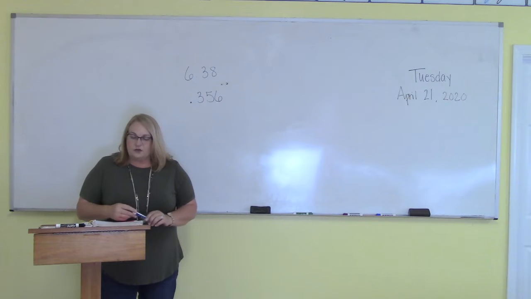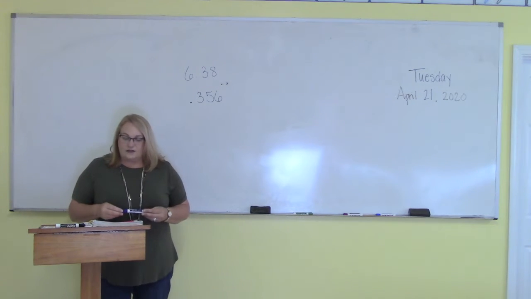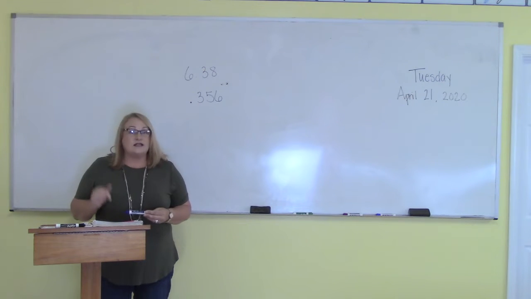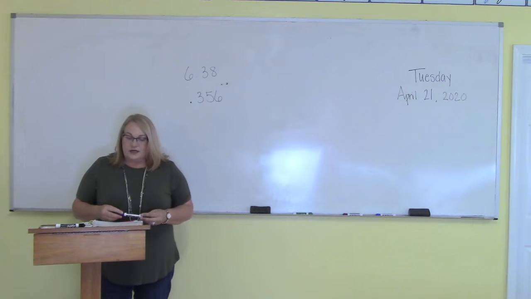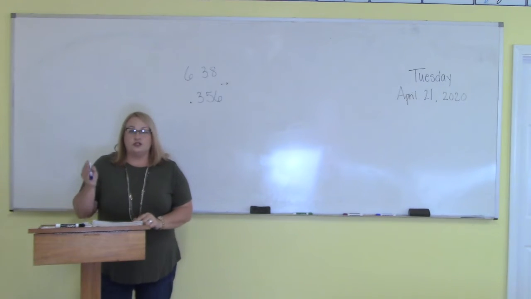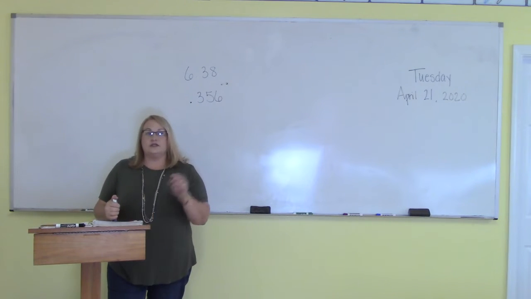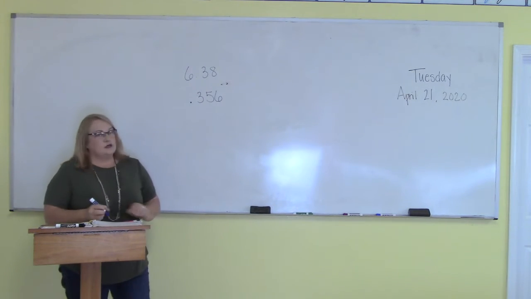Okay, let's read the rule for rounding off decimals. To round off a decimal, if the last digit of the decimal is less than 5, you're going to drop that number. If the last digit is 5 or more, you're going to drop it and then add 1 to the digit preceding it or before it.